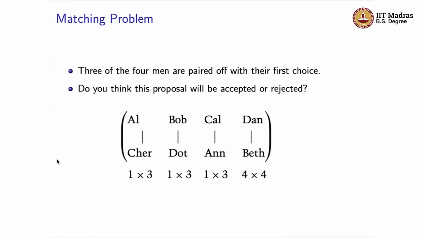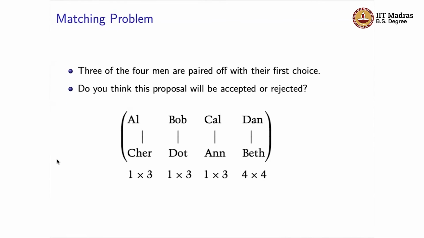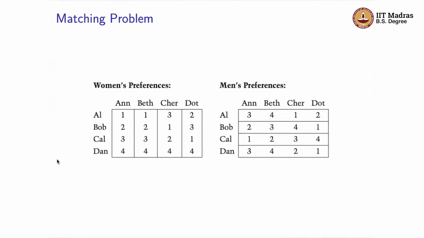So it is good in the sense that at least it does not have that objection that we had. So you might think that now we have figured out a way, and maybe we can do the same thing with another possible matching, in which we pair off all the women with their first choice. If you go through the same analysis, we can see that Anne's first choice is Al. Beth's first choice is also Al. Cher's is Bob, and Dot's is Cal.